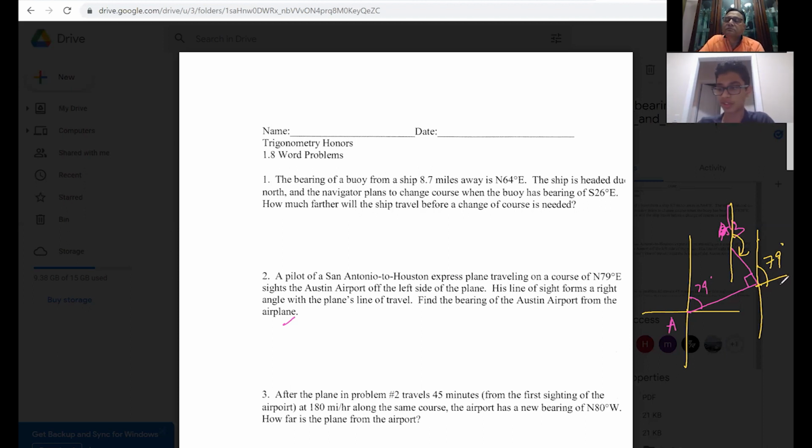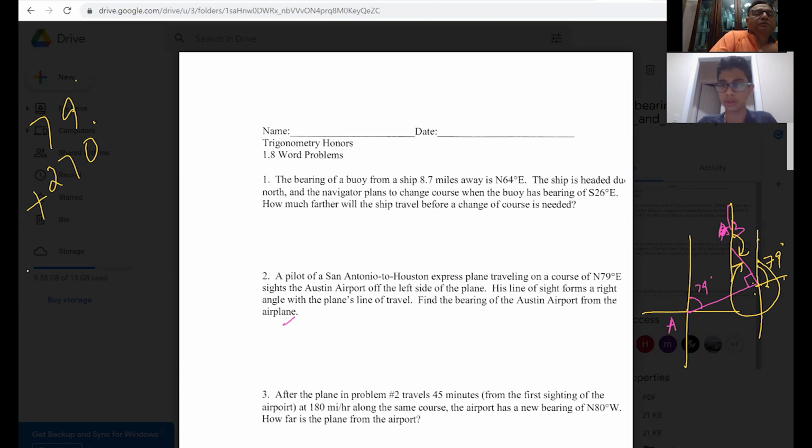I think maybe we should just redraw our sketch. So basically the bearing will be from here to here. That will be the bearing. So add 270 to 79 to get the answer. 180 plus 90 plus 79. So the bearing will be 79 plus 270.